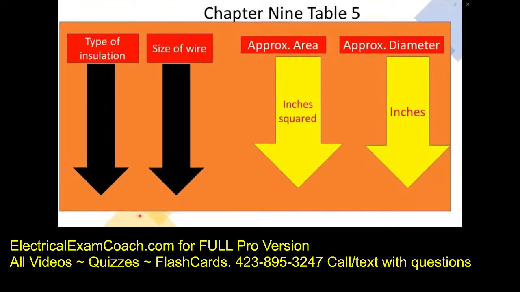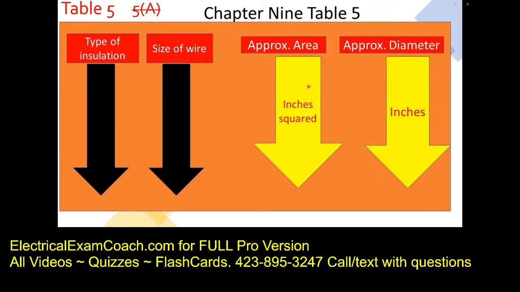When we get to Chapter 9, Table 5, it looks very similar to Annex C. But anytime we come to a table, we have to be careful to make sure we're in the right table. We want to make sure that we're in Chapter 9, Table 5, not in Chapter 9, Table 5A. Just like with Annex C, there is an A version of the table that is for only compact conductors. So we're going to head here, and we're going to start on the left-hand side and find our type of insulation. Then we're going to cross over and find our wire size. Then we have to be careful here. We want to make sure that we're in the approximate area and that we're in the inches squared. We're not dealing with diameter for pipe fill, although there may be a time that you have a question that asks you for the diameter of a conductor.